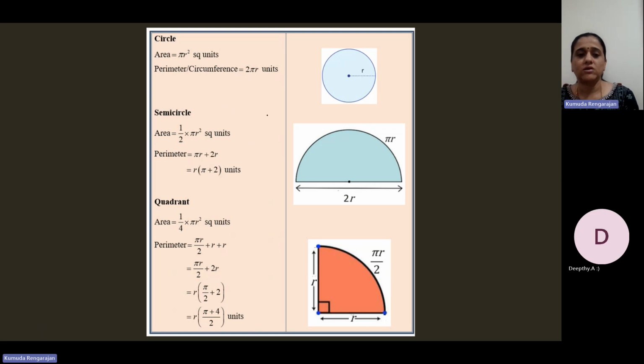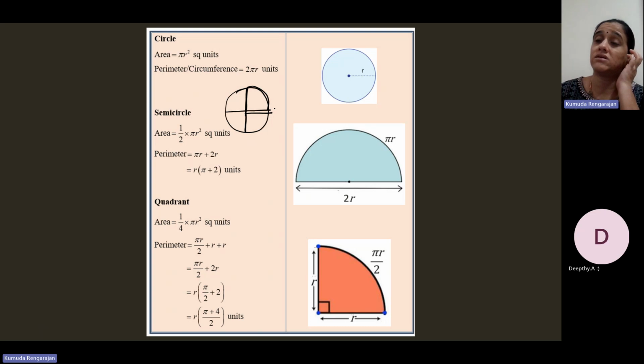A quadrant. Quadrant is 1/4 of a circle. When you cut the circle into 4 equal pieces, each piece is a quadrant.